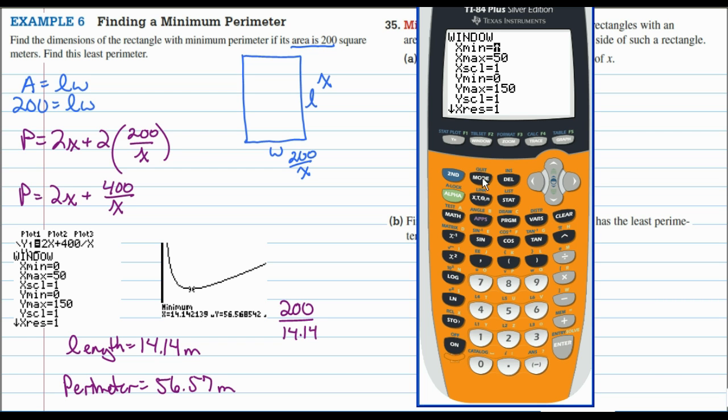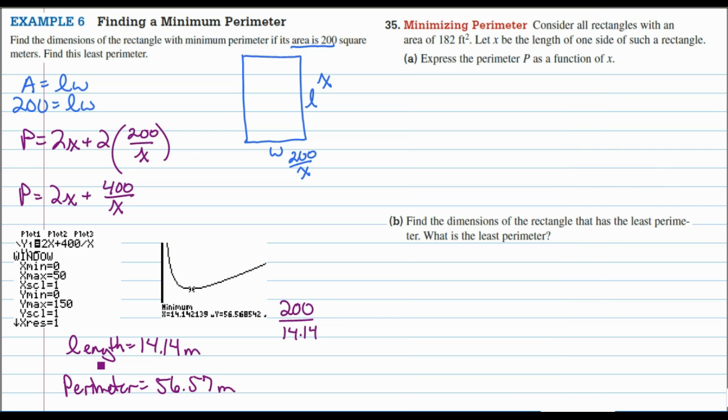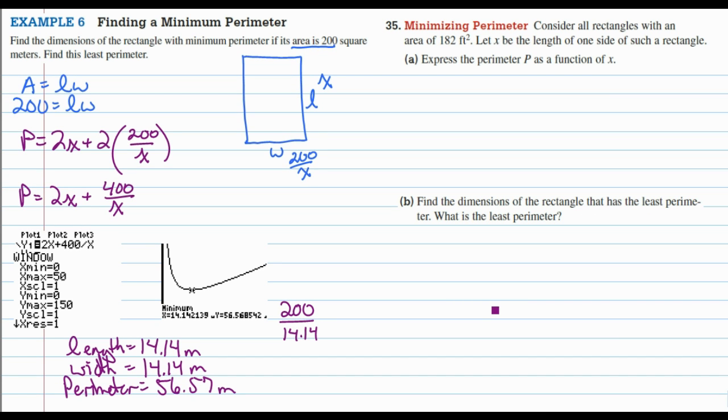Which means then that the width is going to be 200 divided by 14.14. In my calculator I want that to be exact, so I'm going to do 200 divided by my x value. Oh, I get 14.14 again. That must have been a square. So 14.14 meters. The problem asked for what the least perimeter was, so the answer to this question is 56.57 meters, the least perimeter. The length and the width that got us there, though, was 14.14 meters each.